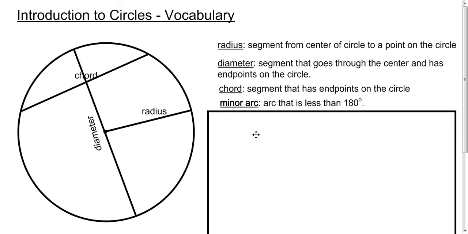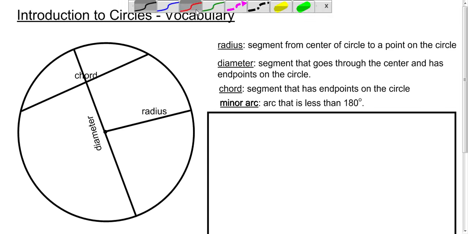Okay, the next term is called a minor arc. A minor arc is an arc that's less than 180. So let's talk about what arcs are. I'll use red to help identify an arc. An arc is not a distance, but it's a measurement on the outside of the circle. A circle is 360 degrees, so it's 360 degrees all the way around the circle.